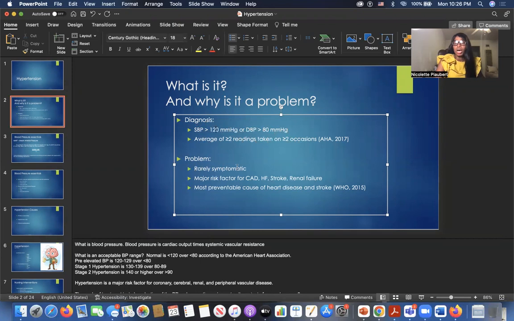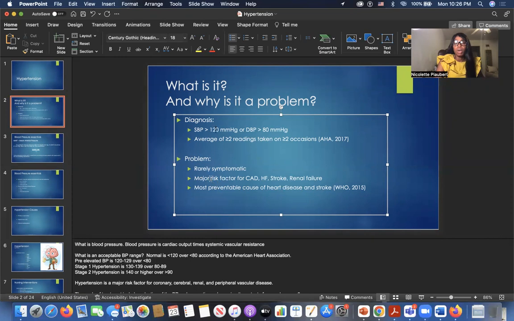So rather, it's rarely symptomatic; the person doesn't feel anything. Sometimes they'll have headaches and dizziness, but most of the time they won't feel a thing. But then something will happen and they'll die from a stroke or something like that. And by that time, it's too late.